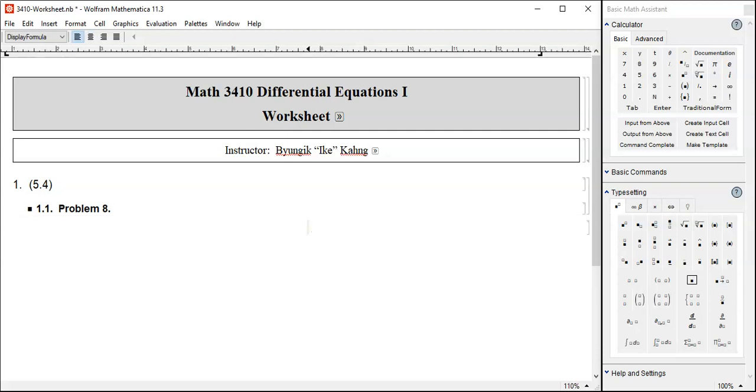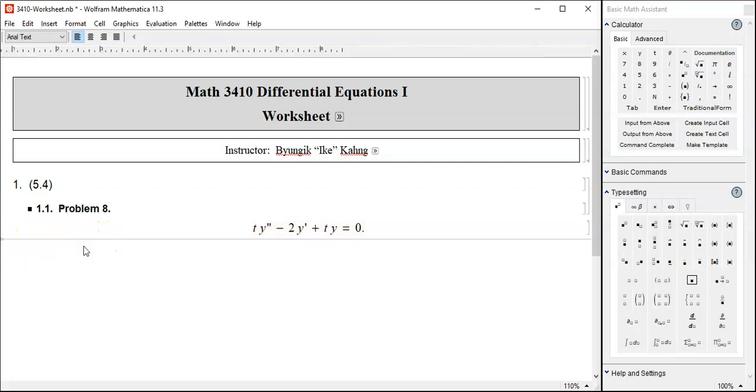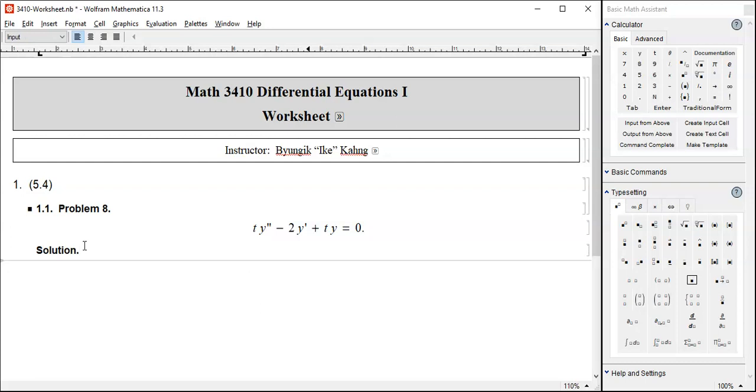And it goes like this: t y double prime minus 2y prime plus t y is equal to 0. That's the differential equation. And let's solve this. The first step, of course, is to take Laplace transform. And let's take it.